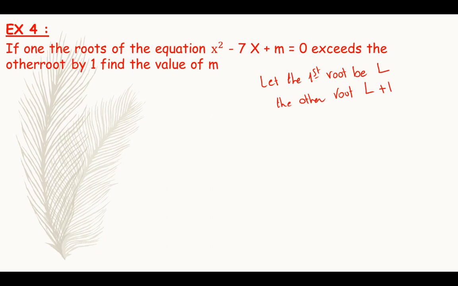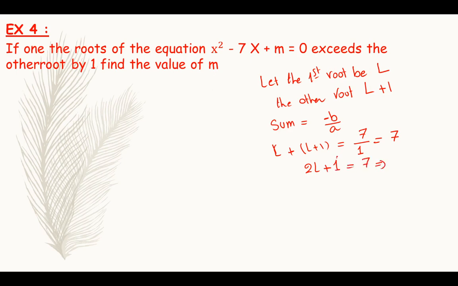By using the rules of the sum and the product of the quadratic equation. So the sum equals negative b over a. What is the sum of the two roots? L plus L plus 1 equals negative b over a. Here negative b, the coefficient of x, equals 7, over a, the coefficient of x power of 2, which equals 1. 7 over 1 equals 7. L plus L plus 1 gives 2L plus 1 equals 7.